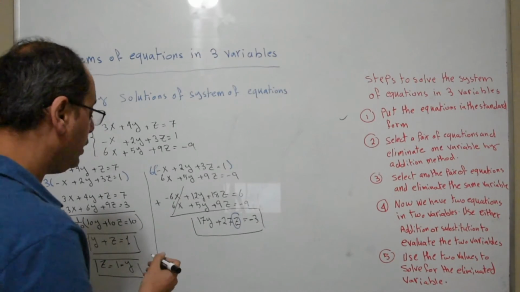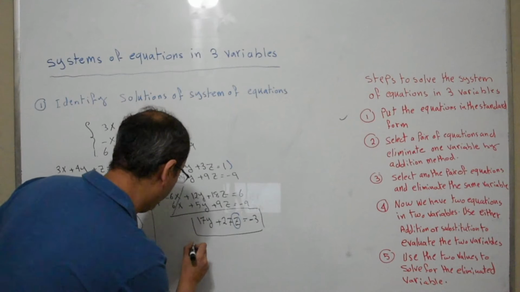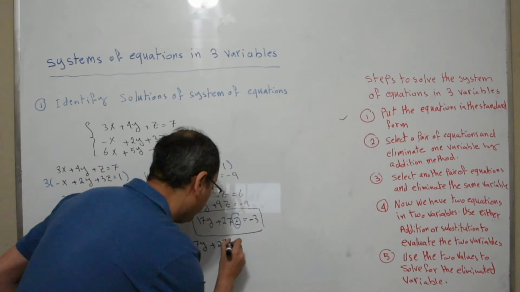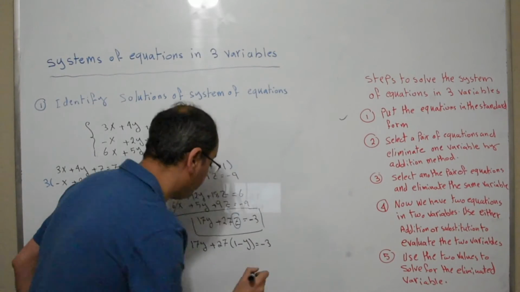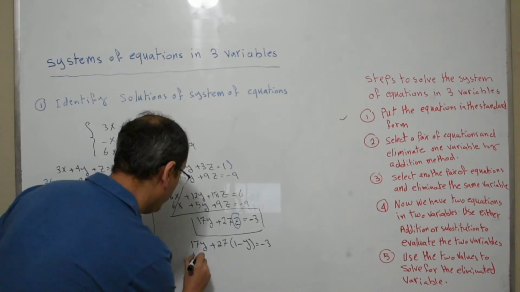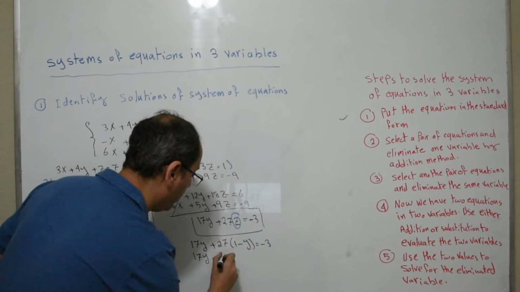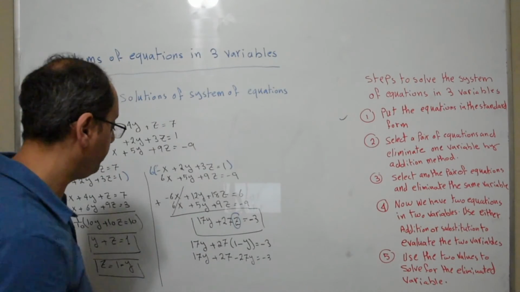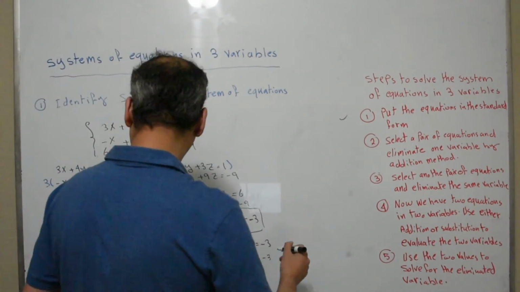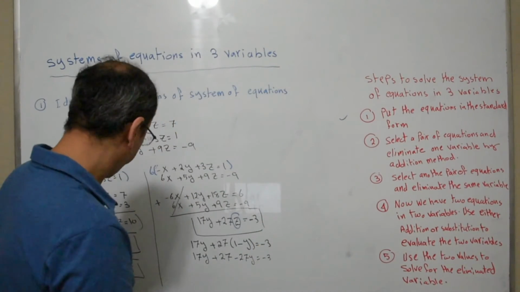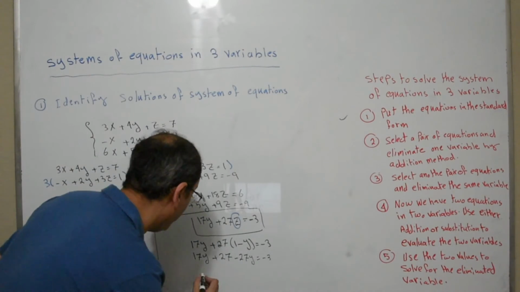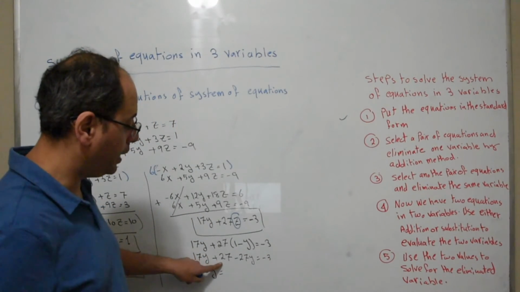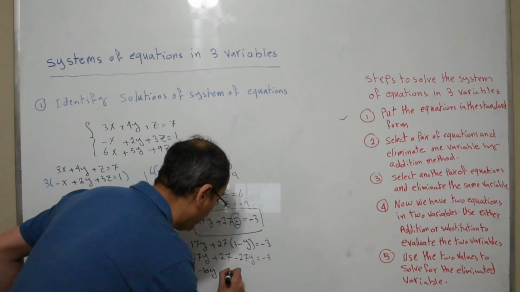Let's see that. So I have 17y plus 27 times z, which again is 1 minus y, equals negative 3. Okay, let's evaluate that. 17y plus 27 times 1 is 27. 27 times negative y is negative 27y, and the other side is negative 3. Now let's combine the terms and solve for y. 17y minus 27y is negative 10y. And we can move the 27 to the other side. That would be negative 27. So negative 27 and negative 3 is negative 30.